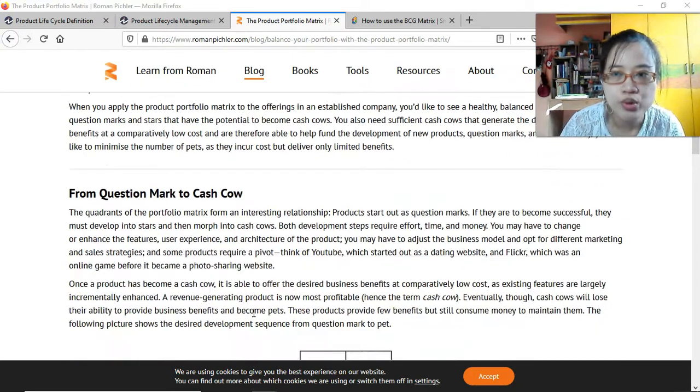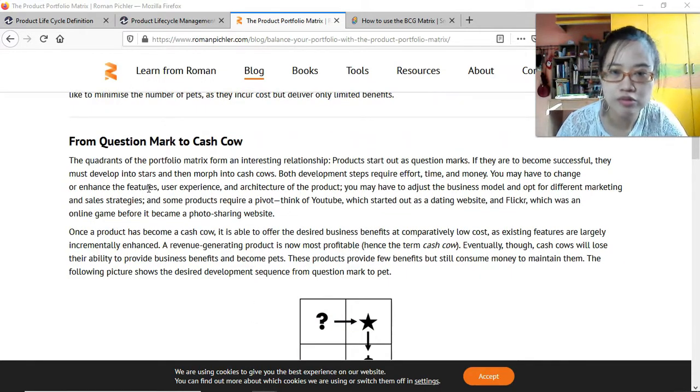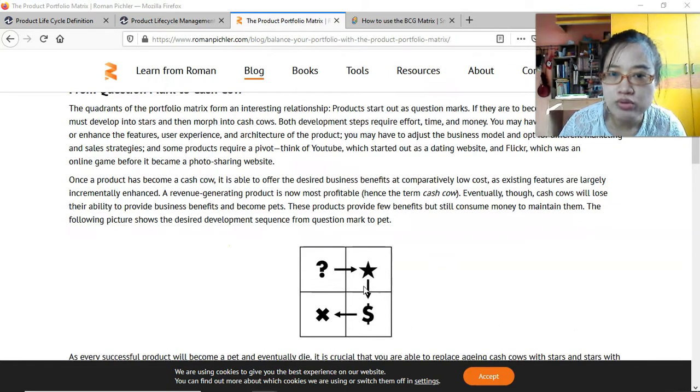Okay, so how do they approach this from question mark to cash cow? The quadrants of the portfolio matrix form an interesting relationship. Products start out as question marks, in the development stage. You don't know if they're going to be a success or a failure. If it's a failure, then they die already. Or if they are a success, then they move on to become stars. Okay. And then after the stars, they can morph into cash cows.